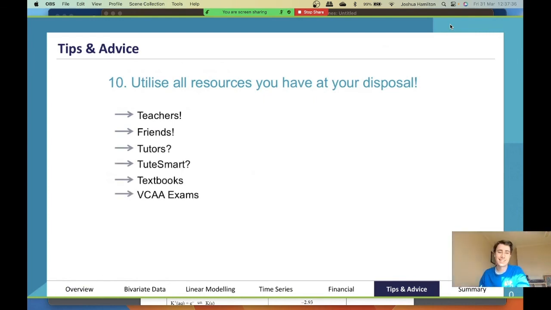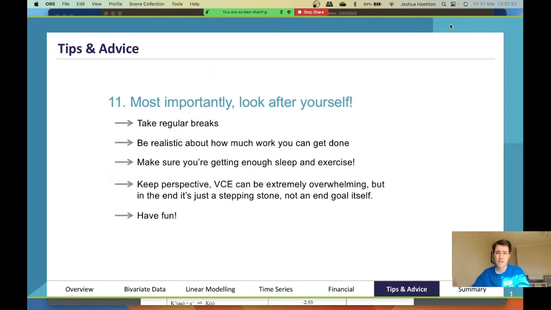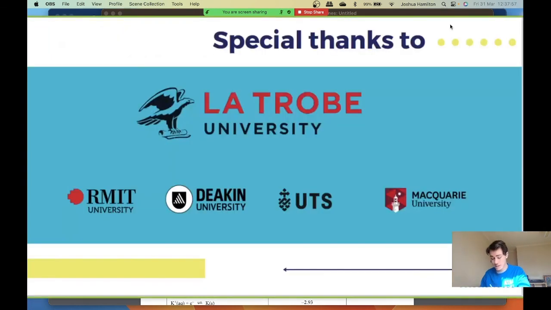Utilize all your resources. Your best friends are your teachers, your friends, your tutors, your textbooks, all of the other things. Have a look at ATAR Notes and what we offer. Make sure you utilize all your resources this year and don't leave something behind. And look after yourself. Take regular breaks. Be realistic. Keep on top of things like sleep and exercise. We've heard this 1,000 times. I'm not going to dawdle on it. But nonetheless, that's everything for today.